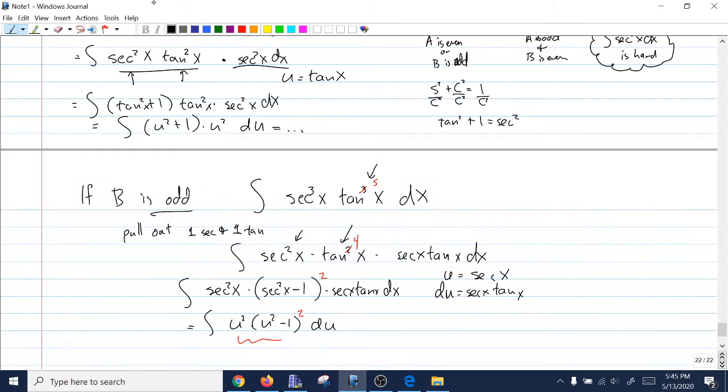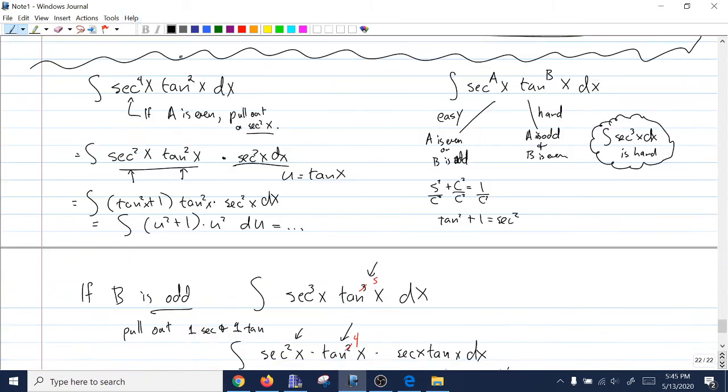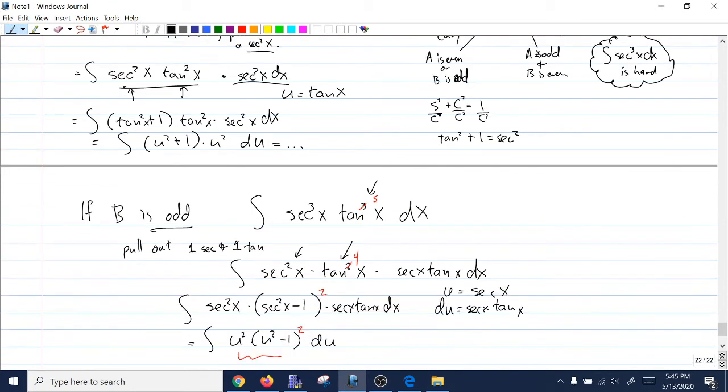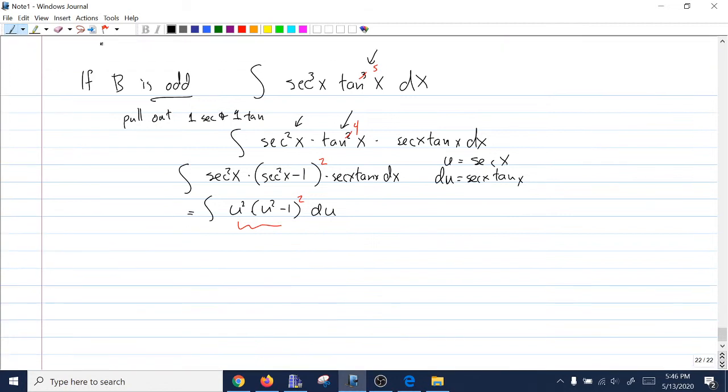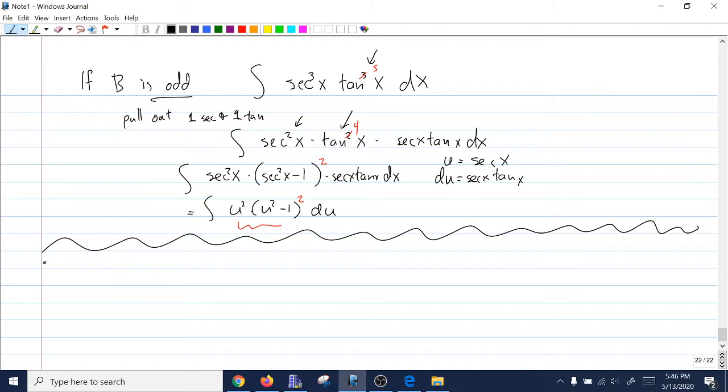The situation is the exact same for cosecant and cotangent for the same reasons. If you have an even number of cosecants or an odd number of cotangents, you can pull out a cosecant cotangent or pull out a cosecant squared. It's the derivative of something. The thing works the same way. You need to be able to pull out the co-version of the Pythagorean identity there.